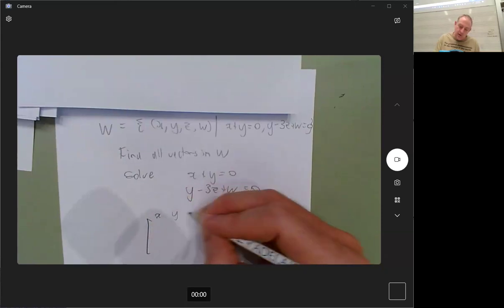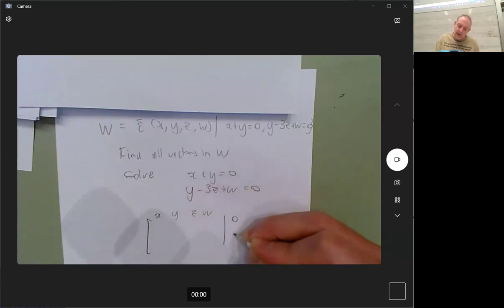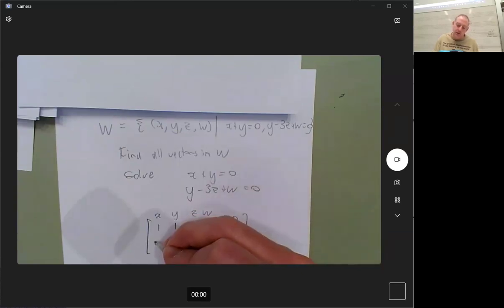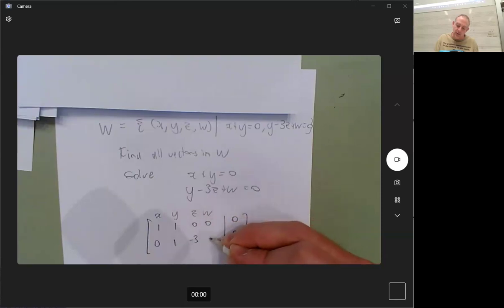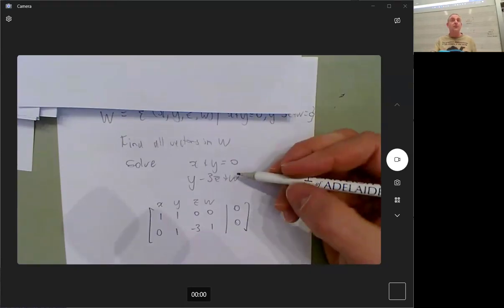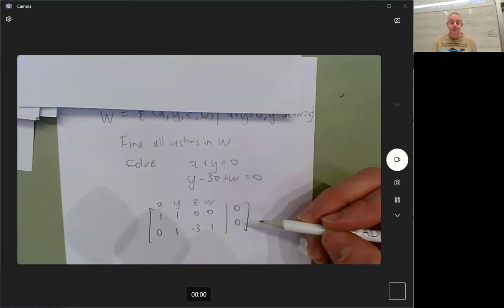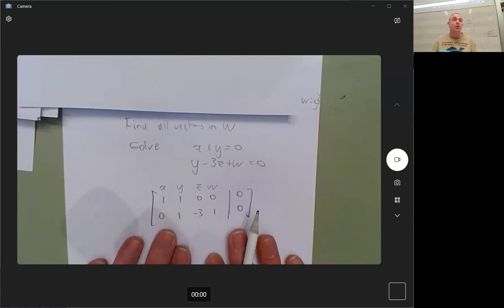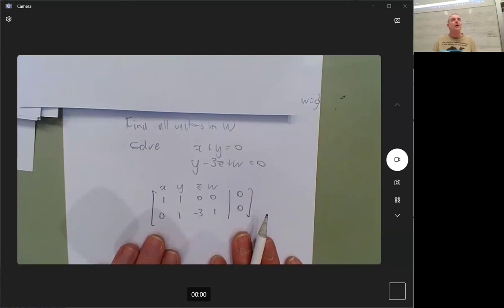So I'm going x and y and z and w, and the answers are 0 and 0: 1x and 1y and no z's and no w's, and no x's and 1y and minus 3 z's and 1 w. So with equations, they become rows. And my goal is to solve these and find all of the vectors that satisfy these equations. So I need to do row operations, or not, if I'm very clever, to get to a point where I can find what all the vectors are.